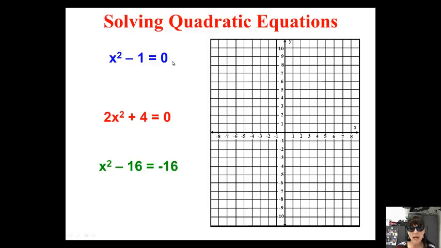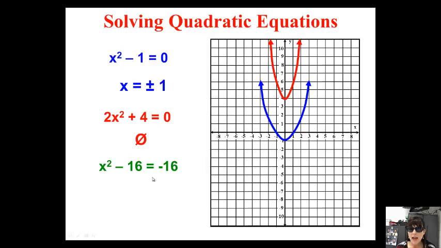X squared minus 1. I'm going to add 1 to both sides. I'm going to get positive and -1 as my solution. 2 intercepts right here. This one I'm going to subtract 4. I know when I subtract 4, I end up with a negative number on the right side. So if I take the square root, I'm going to end up with no solution. It does not intercept the x-axis at all.